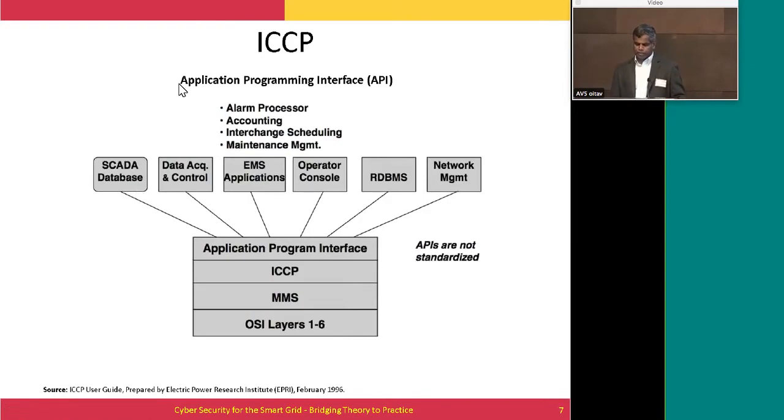Some of the APIs are related to alarm processing, accounting, interchange of scheduling. These are some of the applications: EMS application, network management application, database applications. This is how this works. So OSI layers 1 through 6 could be anything, whatever is already there. Then MMS on top of that, ICCP, and above that you have the API. Those are available for the application to use when they want to interact with ICCP.